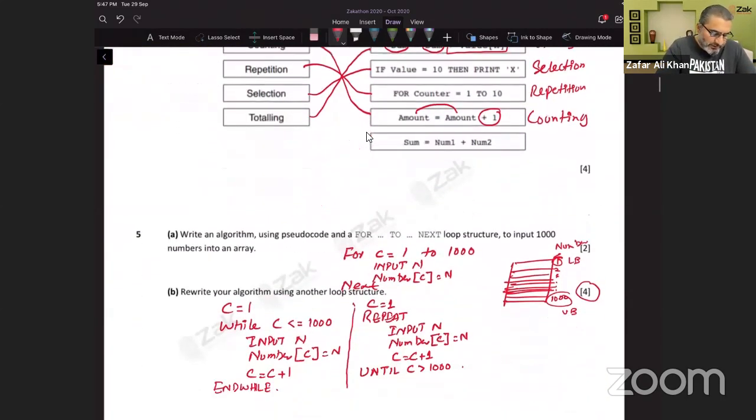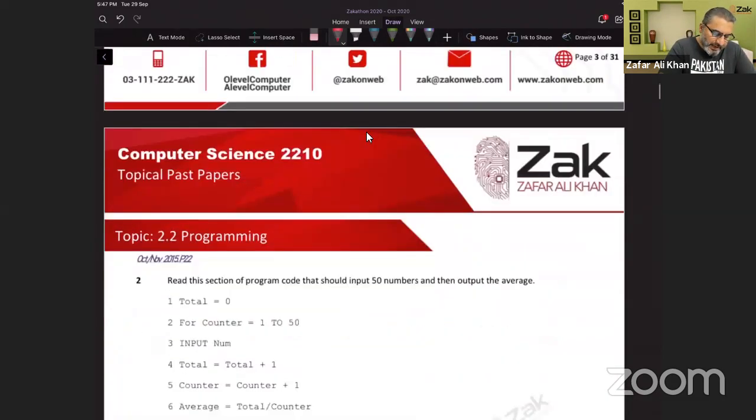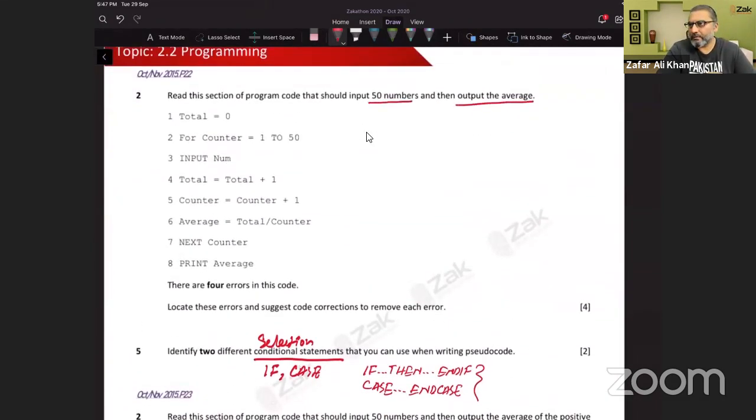Read this section of program code that should input 50 numbers and then output the average. Total is equal to 0, correct. For counter is equal to 1 to 50, correct. Input number, total is equal to total plus number. Counter is equal to counter plus 1 is not required, as counter is now part of the for next loop, and the for next loop does it itself. So we do not have to write counter is equal to counter plus 1, because for next does it itself. Then average should go after next.